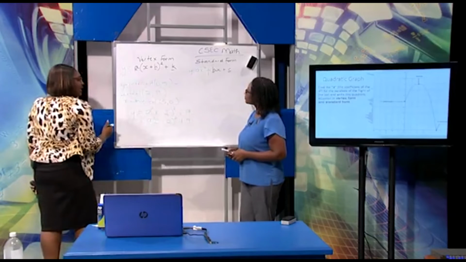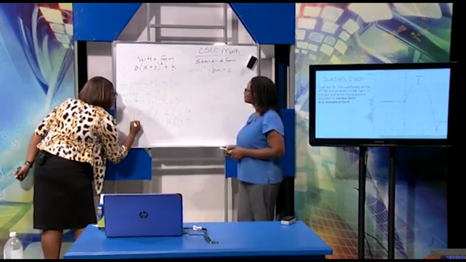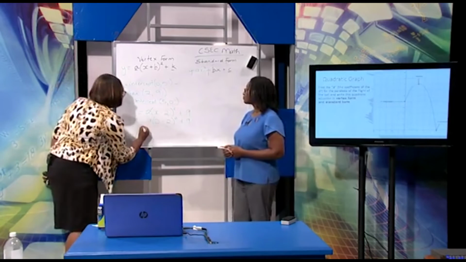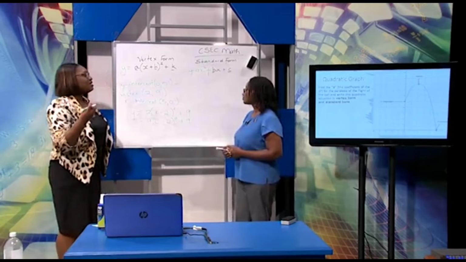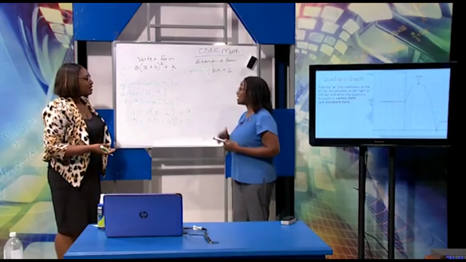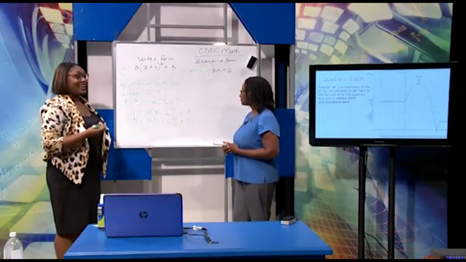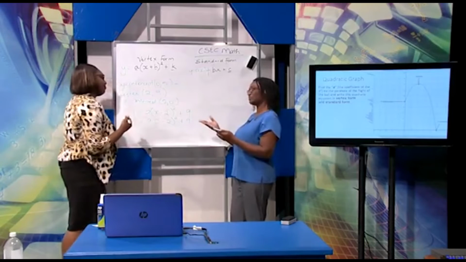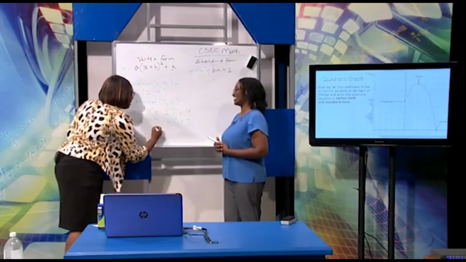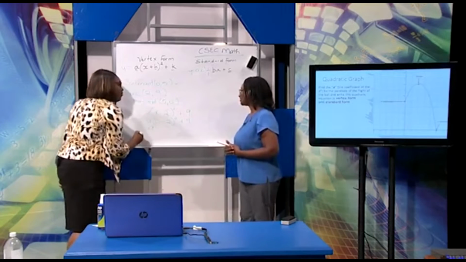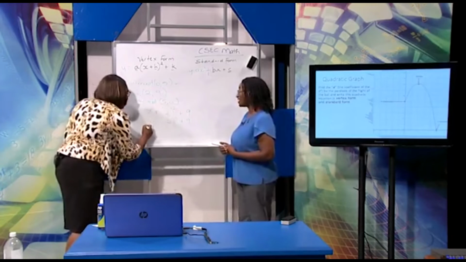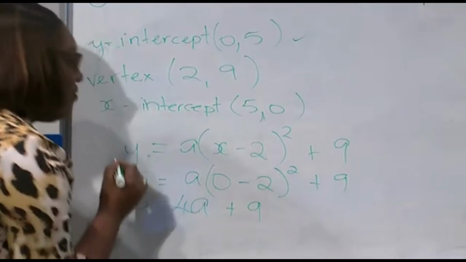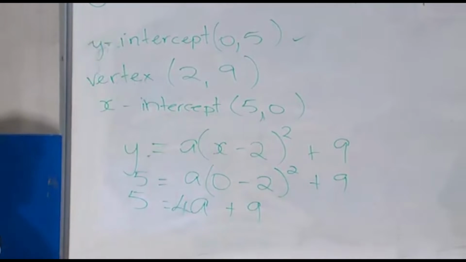And y is 5. So let us attempt to solve our equation. So 0 subtract 2 would give us -2. -2 all squared is 4. Once a number is squared, it's positive. So we have a times 4, which is just simply 4a. So it is 4a plus 9. So 5 is equal to 4a plus 9.